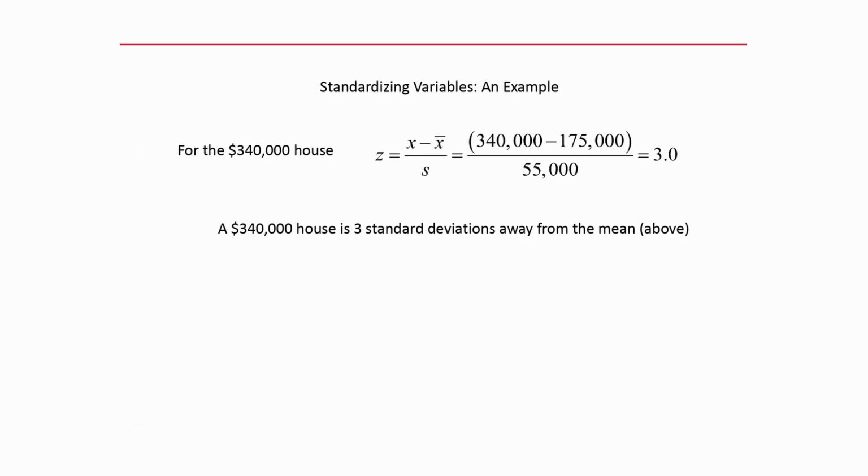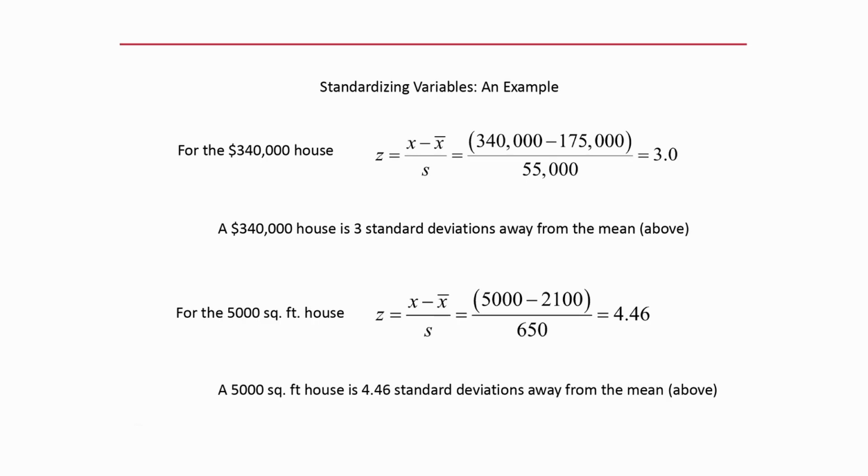For the house that costs $340,000, we will subtract the mean and divide by the standard deviation. So 340,000 minus 175,000 divided by 55,000, which will give you 3 on the dot. So that house would be 3 standard deviations away from the mean. That would be the z-score for a house that costs $340,000.